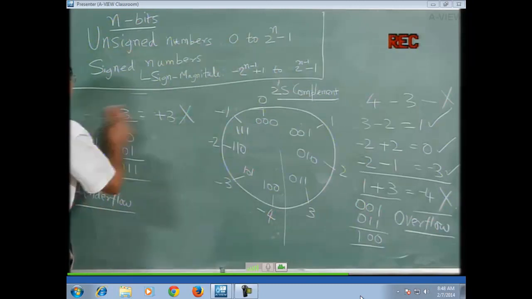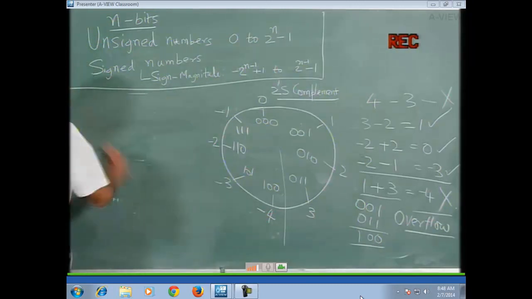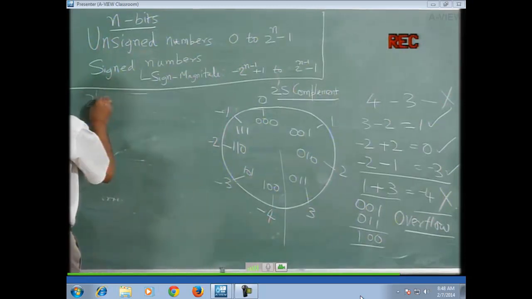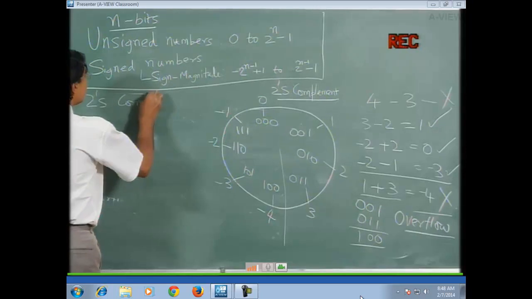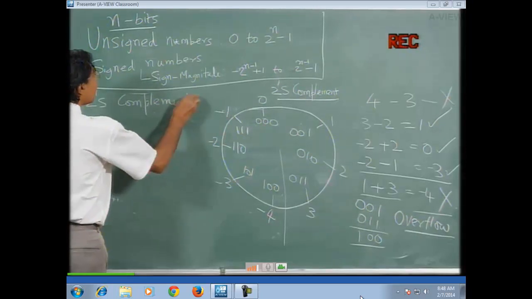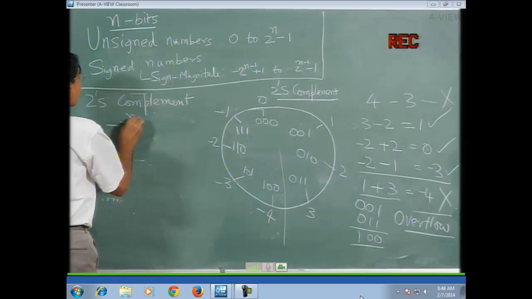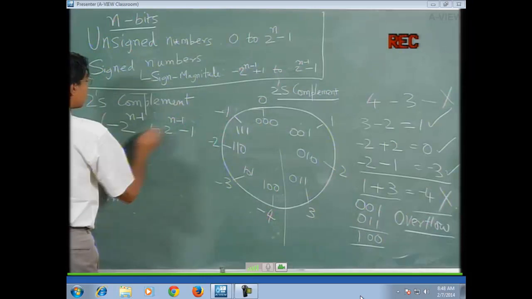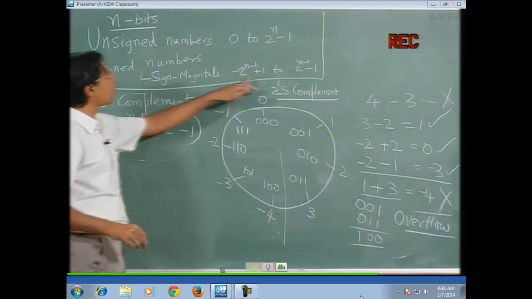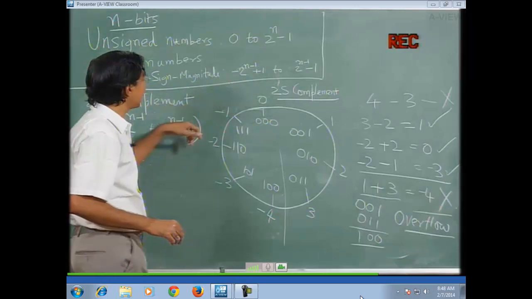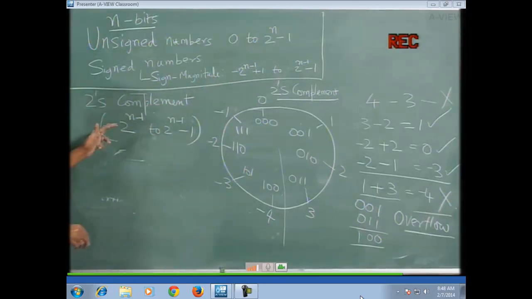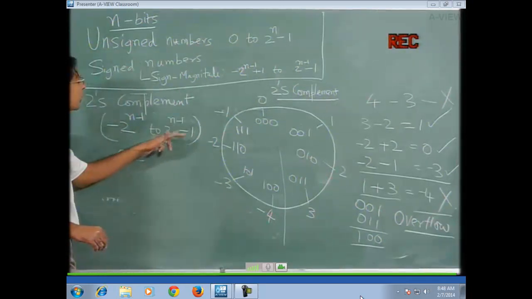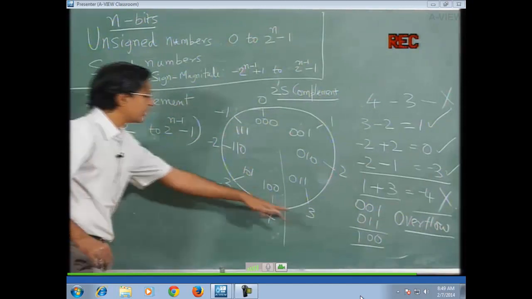Now with these 3 bits, what could I represent? In the 2's complement arithmetic, I can go from minus 2 power n minus 1 to 2 power n minus 1 minus 1. Essentially I could represent one more number than the sign magnitude. With 3 bits I can go from minus 2 power 2, which is minus 4, to plus 2 power 2 minus 1, which is 3.